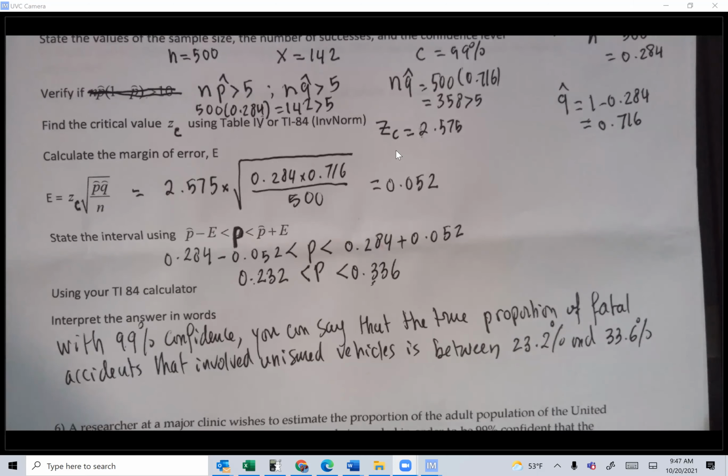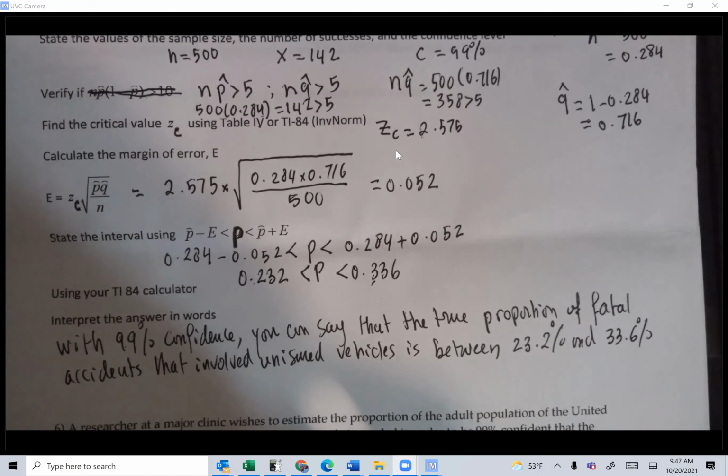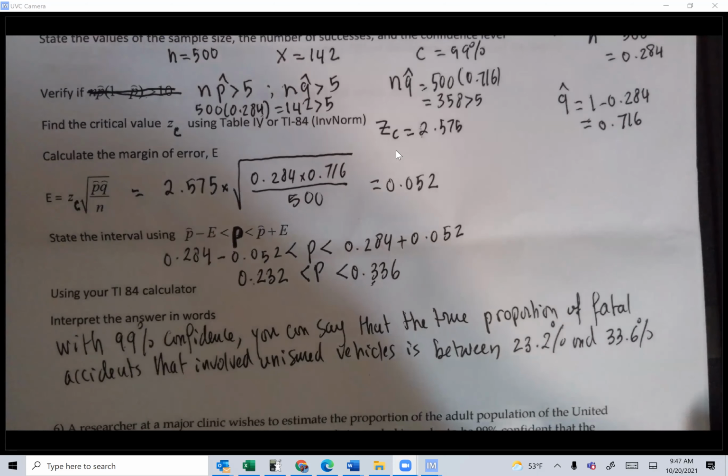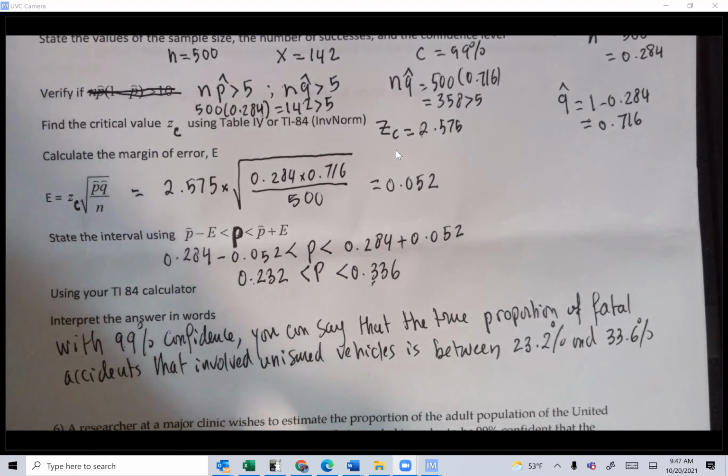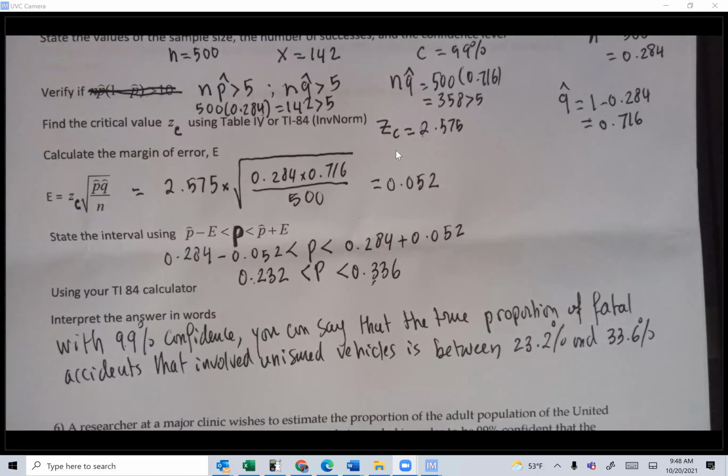So you're saying in general, the percent of fatal accidents that involved uninsured vehicles could be as low as 23.2%, as high as 33.6%. Now, which one is the true one? We don't know. It's anywhere in between those two values. And that's not with 100% confidence, with 99% confidence. If I ask you to do a 95% confidence, guys, the interval will be narrower, but your confidence level goes down. If I ask you to do a 90%, it will be even narrower, but the confidence level will go down. So that's a complete question in this section.